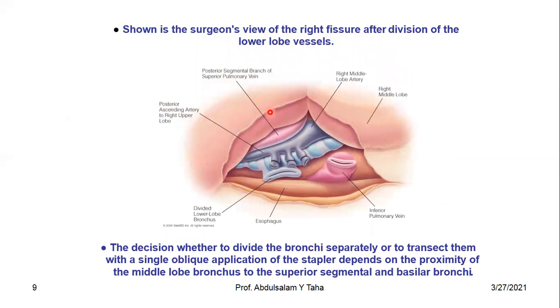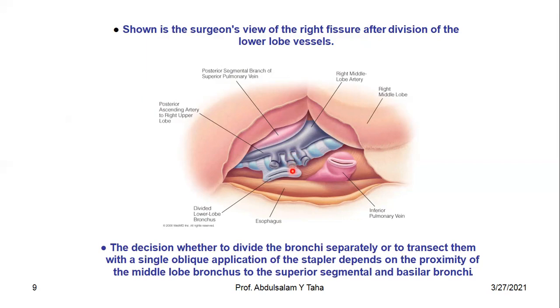Well, this is the surgeon's view of the right interlobar fissure after division of the lower lobe vessels. During right lower lobectomy, the fissure dissection is completed. Now here we have the segmental arterial branches to the right lower lobe. The superior segmental artery and the basal segmental arteries have been ligated and divided.